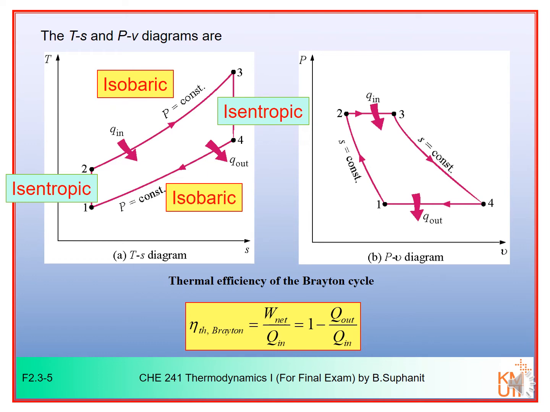You can see that the shape of the cycle on TS diagram is different from what we have seen in the Carnot cycle, which is only a simple rectangle shape. But in the Brayton cycle, the shape of the cycle on TS diagram is a skew rectangle.